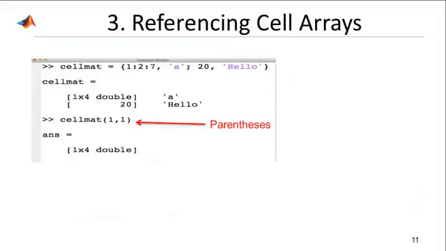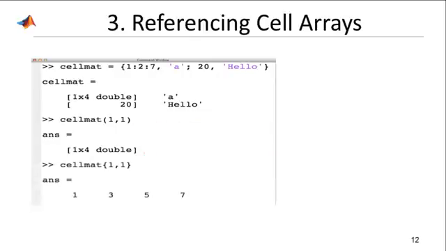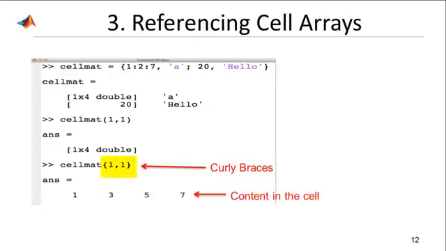Let's see some examples. Here I use regular parentheses to reference the first row, first column. Notice how MATLAB does not show me the content. Regular parentheses only access the container. So MATLAB tells me that in row 1, column 1, there's a 1×4 array of double. But that's it. MATLAB did not go inside the container to see the content. If I want to do that operation, I will use curly braces. And in that case, I am telling MATLAB, open the doors and look inside. So MATLAB actually shows me the content.